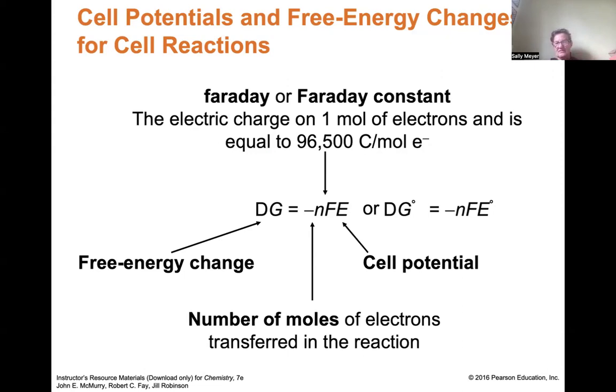So number of electrons that moved is the n. F is Faraday's constant, which just converts between the unit of charge of electricity from a coulomb to how many moles of electrons that would be, and then the cell potential. So you could do that if you're not in standard state, or you could say the same thing, that delta G standard state would be equal to negative number of moles of electrons, Faraday's constant, times the standard state cell potential. So the cell potential when all gases are at 1 atmosphere and all solutions have a concentration of 1 molar.